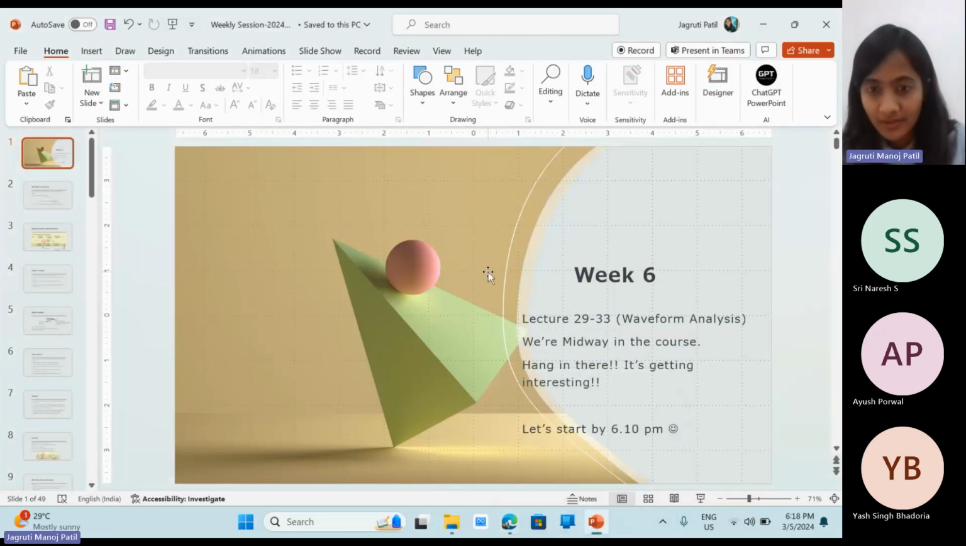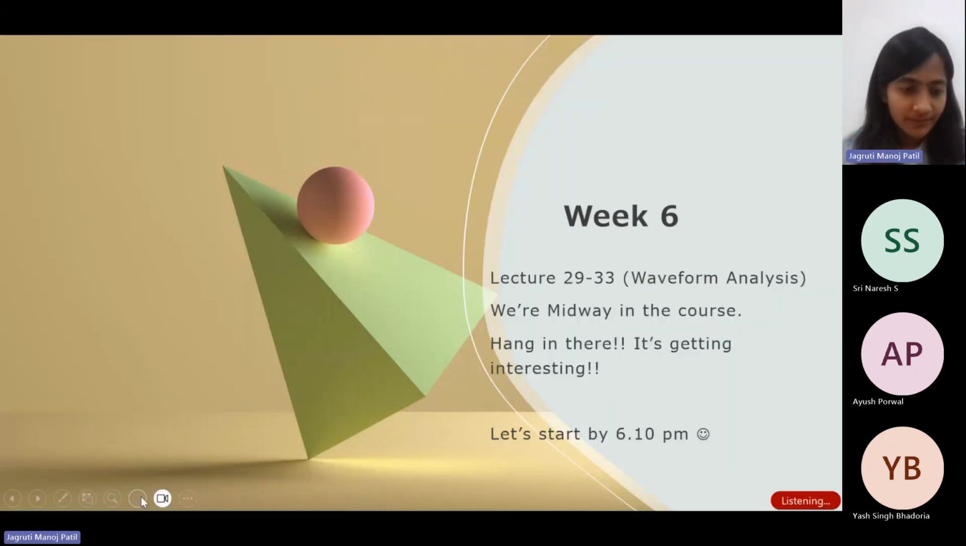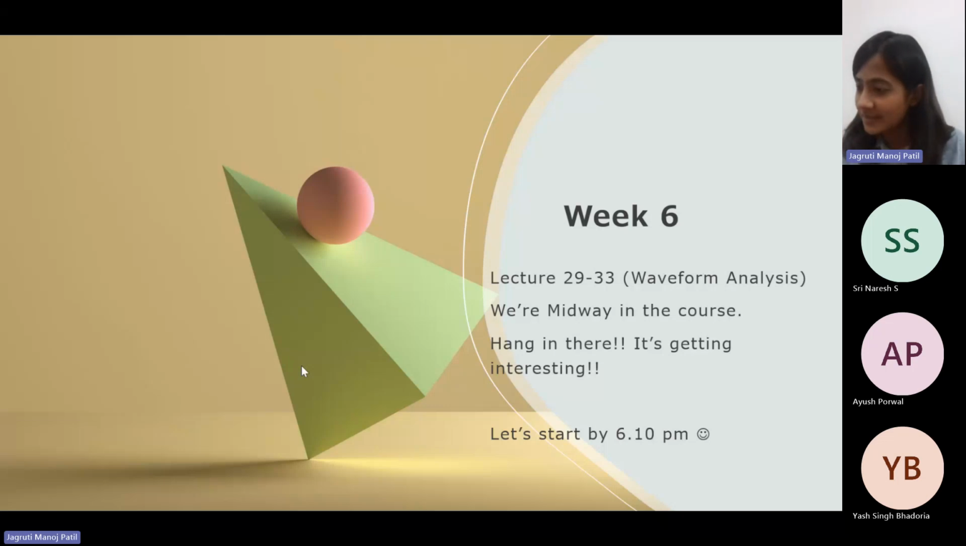Okay. So, Week 6 has mostly dealt with waveform analysis. We are at week 6, and you all know that there are a total of 12 weeks, so we are just midway through the course. There are six more weeks, so hang in there and continue to be this active and learning, and keep this curiosity in yourselves alive.